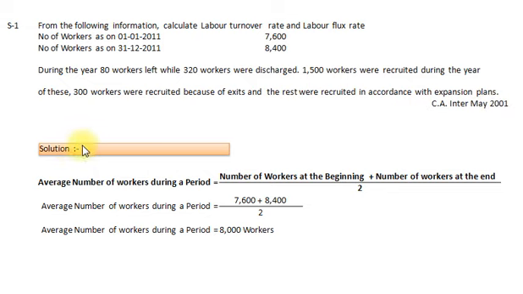Here is the solution. First of all, we will calculate the average number of workers during the year, and our formula is number of workers at the beginning plus number of workers at the end, divided by 2. That is 7,600 workers at the beginning plus 8,400 workers at the end divided by 2. So our average number of workers during the period, that is 1st January to 31st December 2011, is 8,000 workers.